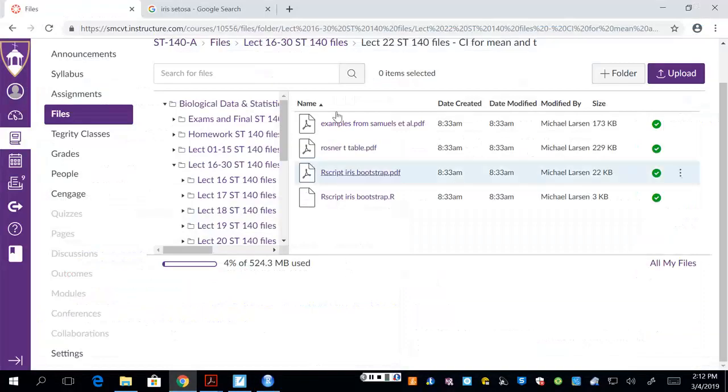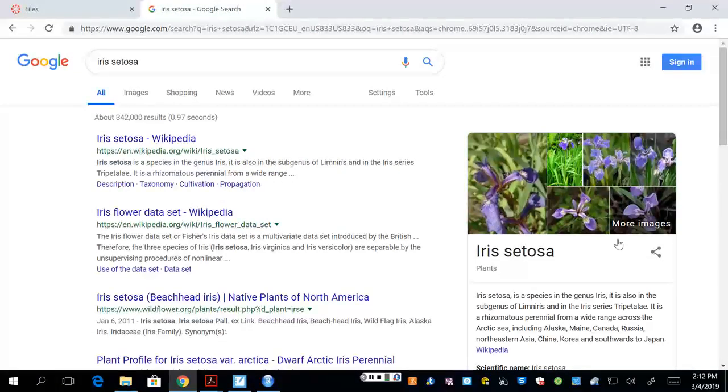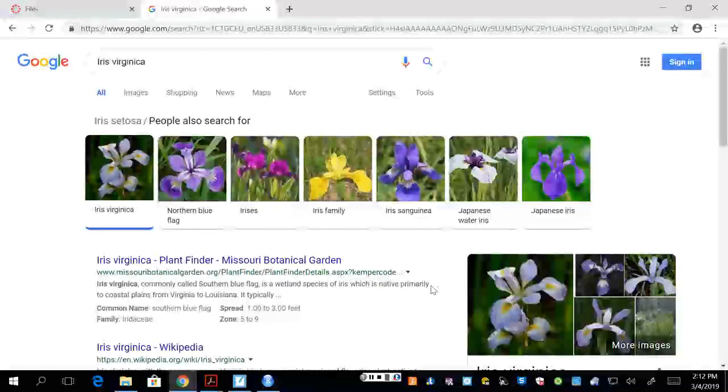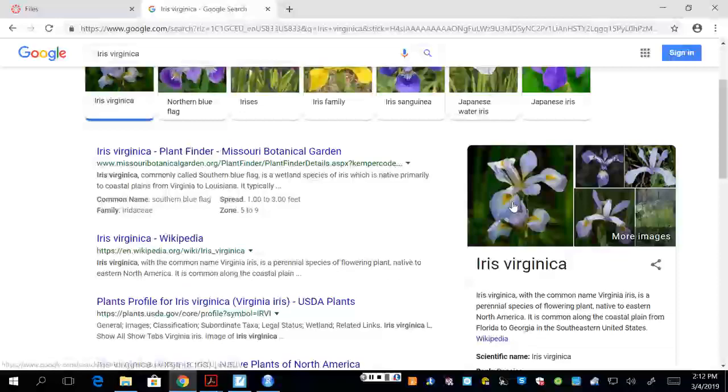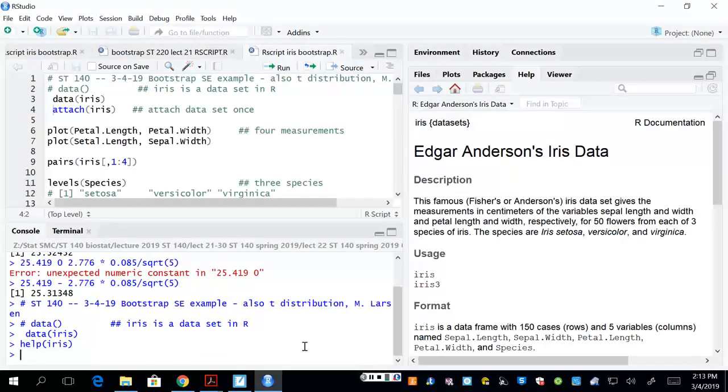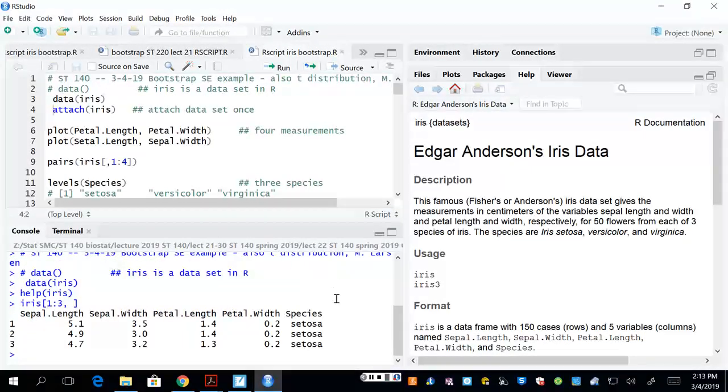And so here's Iris setosa, a nice little plant here. Here's Virginica, that's another one in this group. So anyway, there are 3, and they have sepal lengths and sepal widths, and petal lengths and petal widths. So there are 4 different measurements that are taken of these plants. So for instance, the first 3 rows of the data set give measurements of sepal length, width, petal length and width, and species.